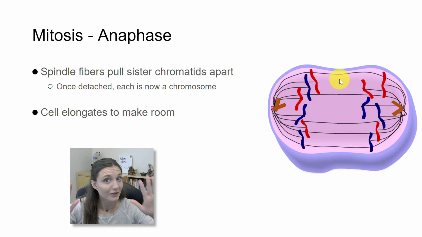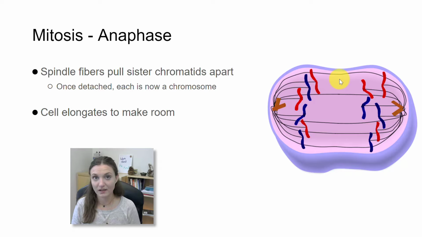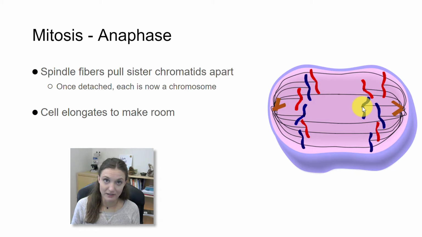Now, once those sister chromatids are separated, we call each a chromosome. Because remember, we count the number of chromosomes by counting the number of centromeres. So here's a centromere, here's a centromere, here's a centromere, here's a centromere, right? So now we actually have double the number of chromosomes in our cell than we did during metaphase.